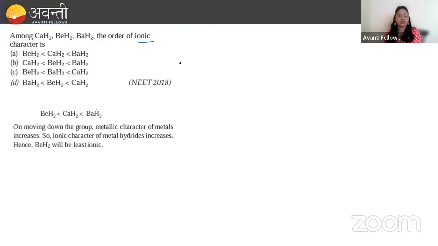So here the order is beryllium over calcium over barium. On moving down the group, the metallic character of the metals increases. And that's why the ionic character of metal hydrides also goes on increasing. So BeH2 will be least ionic. This will be the correct order. Very important question. Any doubt in this?